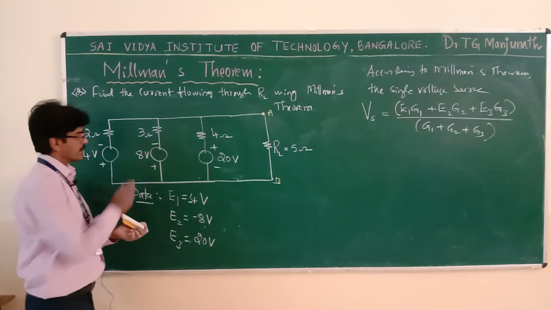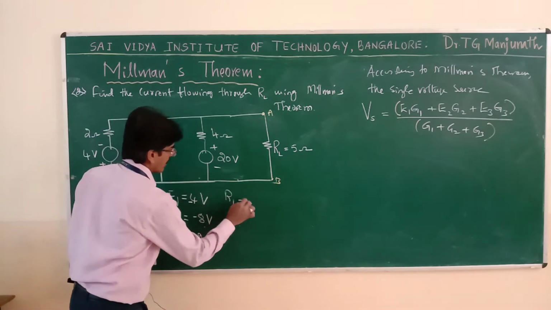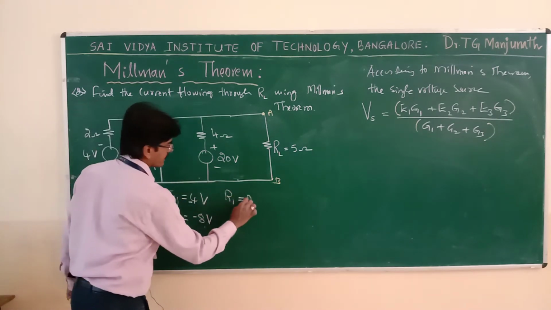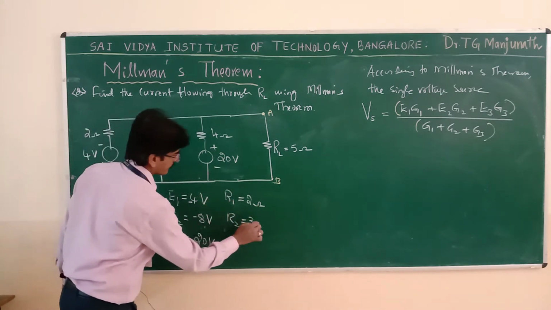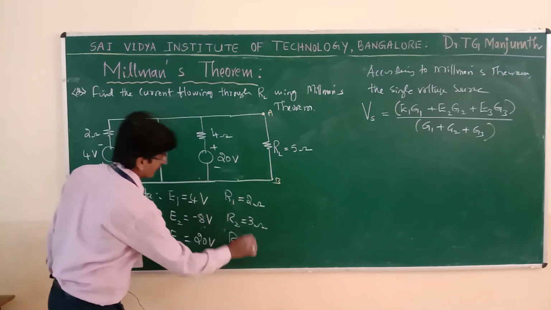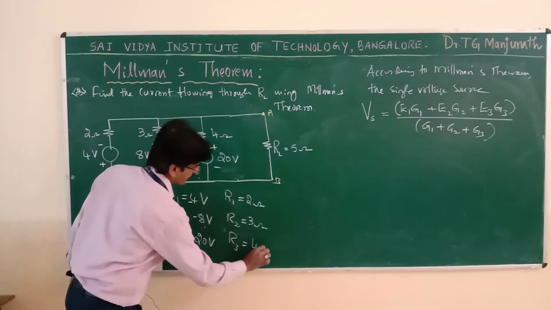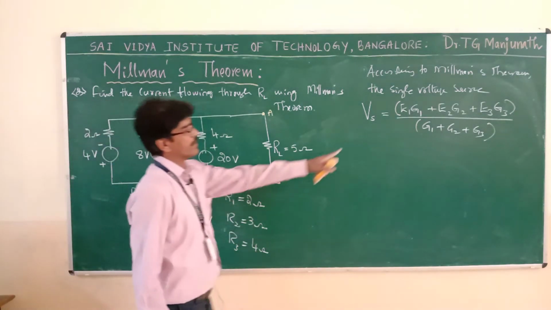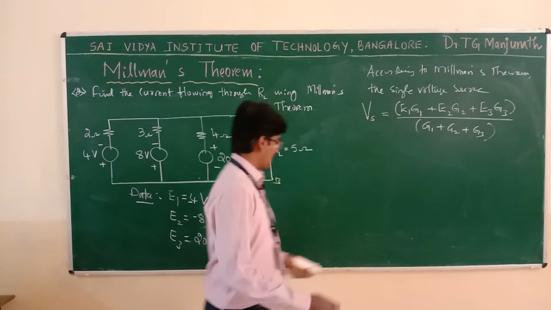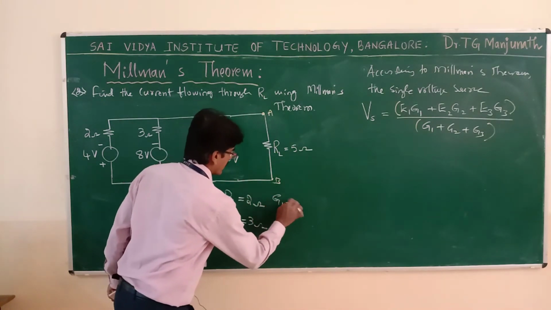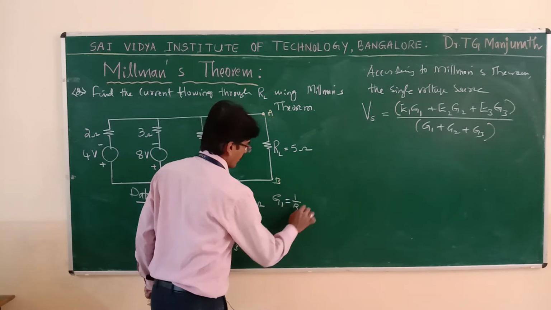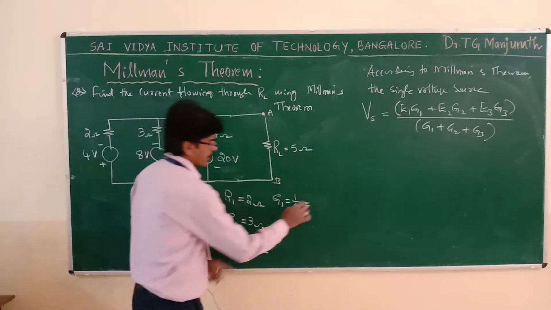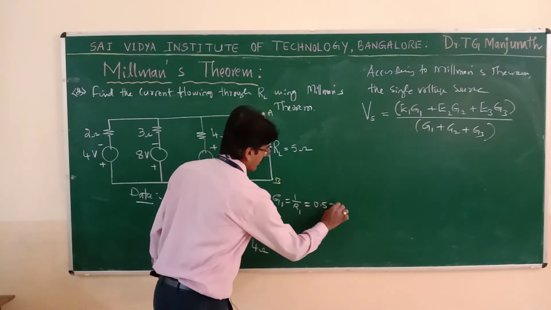Next, after writing this, write the resistances here. What is R1? 2 ohms. R2 is 3 ohms. R3 is equal to 4 ohms. Then what should I find? I should find G1, G2, G3. G1 is the conductance, the inverse of resistance, that is 1 by R1. What is 1 by R1? 1 by 2, that is 0.5 mho.